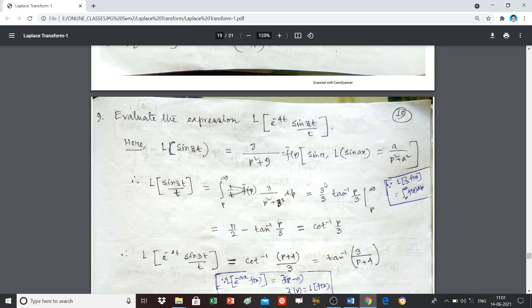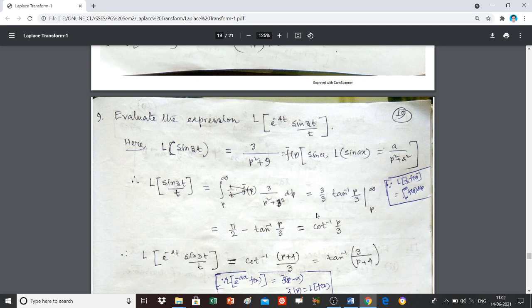This 3 is here, and p square plus 3 square, that means x square plus a square in this way, and dx by x square plus a square is equal to 1 by a tan inverse x by a. So you can write this as the integral of 1 by (p square plus 3 square) dp, that is equal to 1/3 tan inverse p by 3. The limits are p to infinity, because you know that dx by x square plus a square is equal to 1 by a tan inverse x by a. We have used that formula.